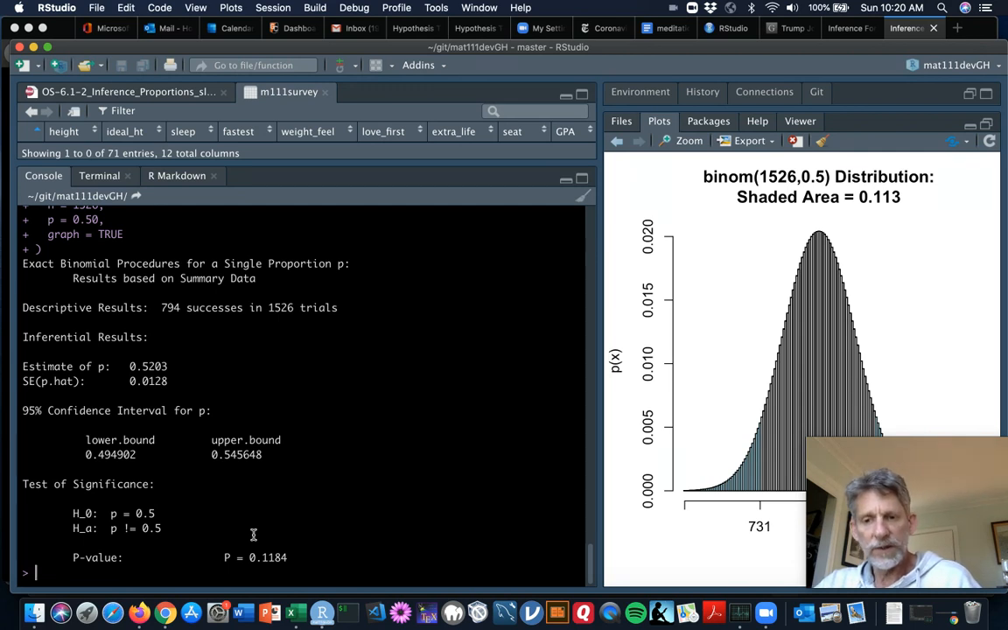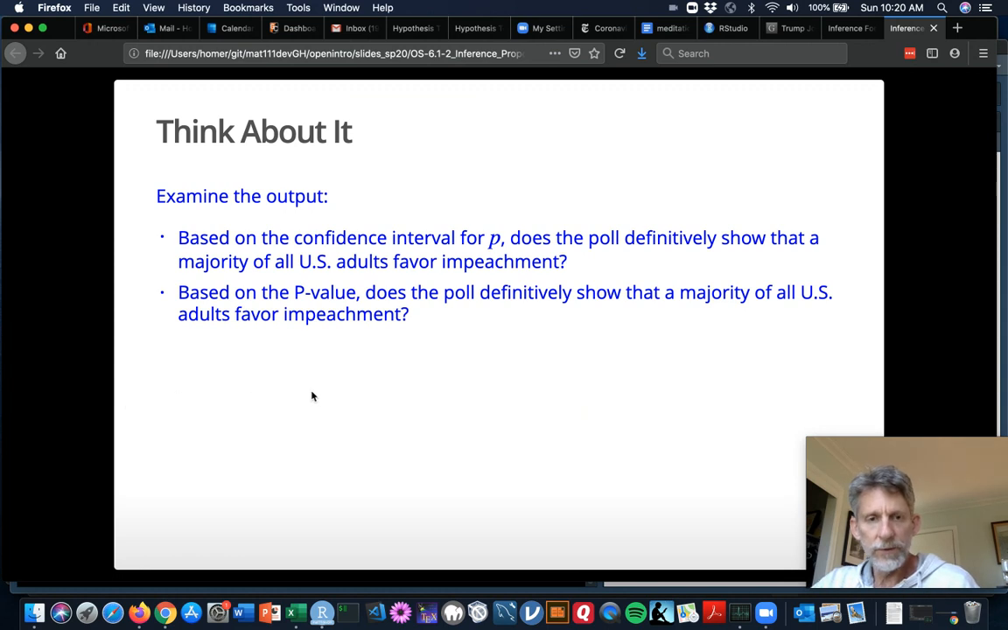We got some evidence, but not really strong evidence, that more than half of Americans favored impeaching Trump at that time. So that's the kind of thinking you will do with your output, and that informs what you would write when you do a report involving confidence intervals and tests.